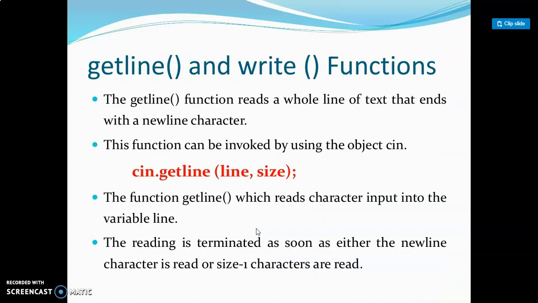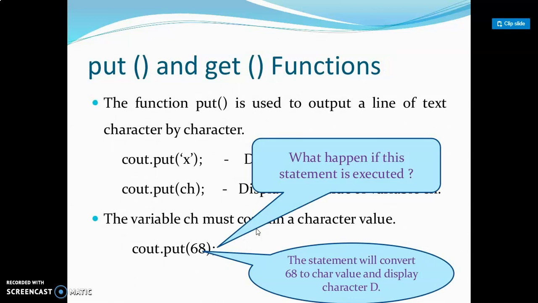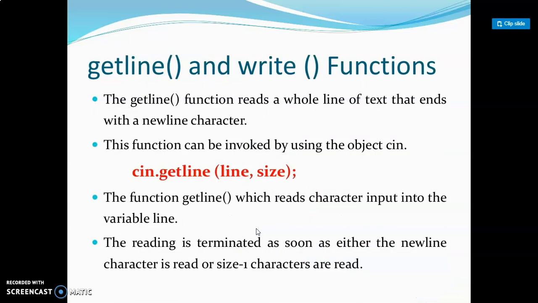And then the getline and write functions. The getline function reads the whole line of text that ends with a new line character. The put function is used to output a line of text character by character. Here, the getline and write functions: the getline function reads the whole line of text that ends with a new line character. This function can be invoked by using the object cin.